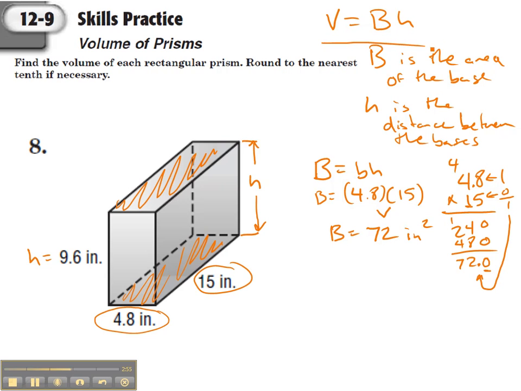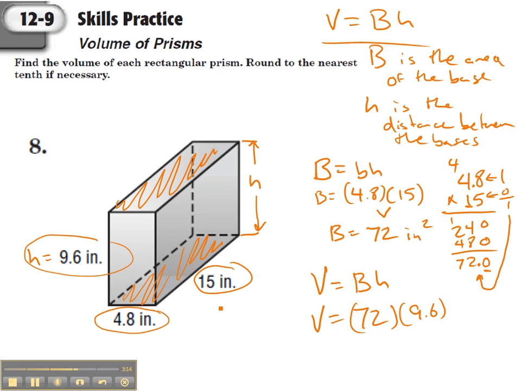Now we can go back to our volume formula now that we know the area of the base. Volume equals big B times H. So volume equals 72, the area of the base, times the height of the prism. The distance between the bases is 9.6 inches. So now we need to do that multiplication. 72 times 9.6.